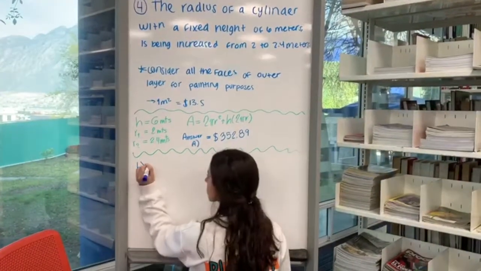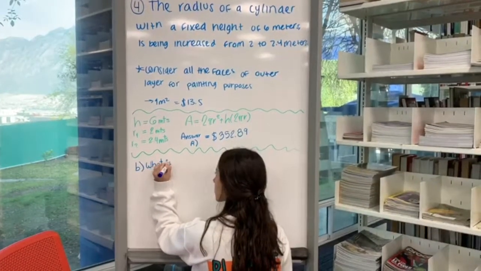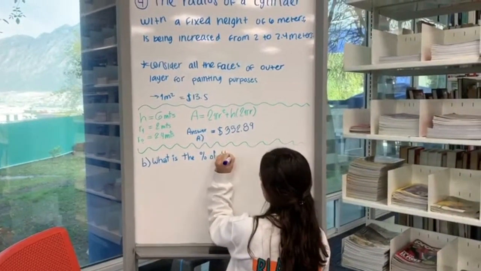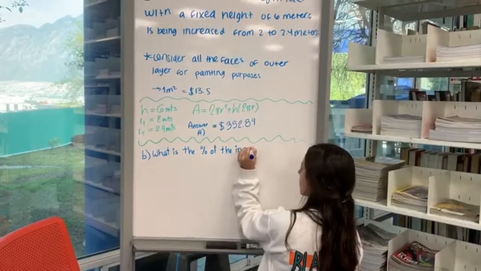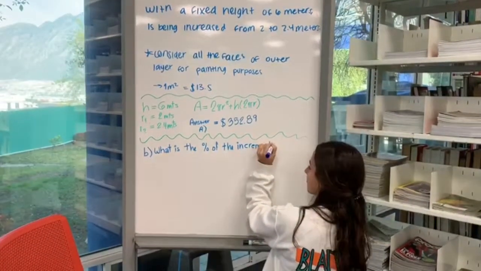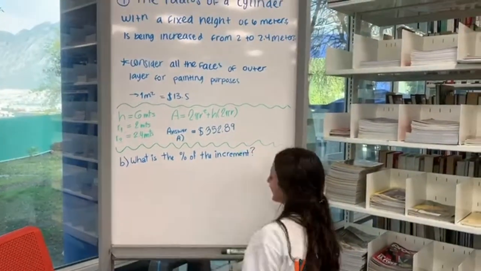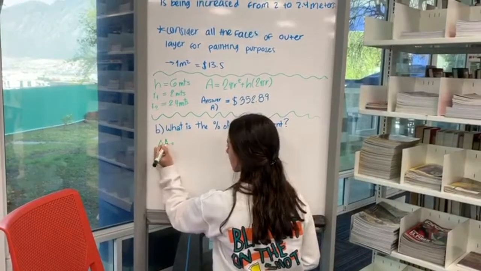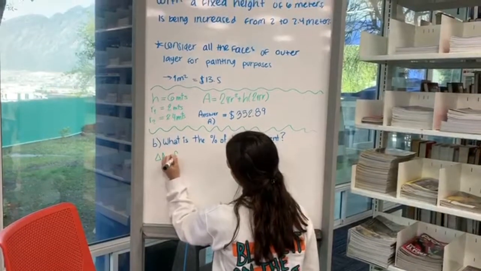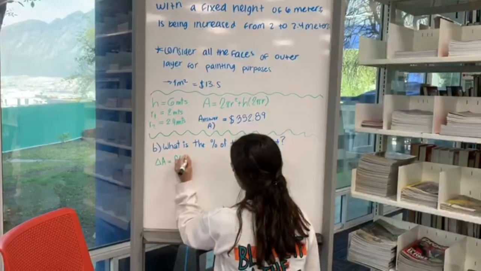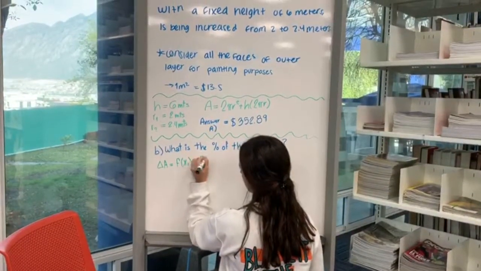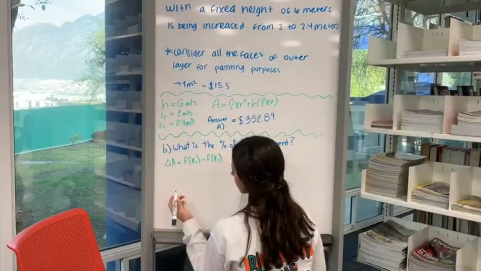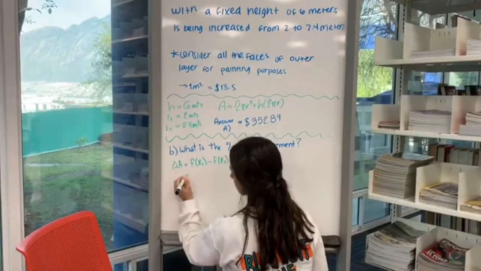For the second question, which is letter B, you're asked what is the percentage of the increment. Now let's remember that the increment is the difference between two values of a variable. So first, we need to find the increment by using our given values, which are the radius. Let's remember that R1 is 2 meters and R2 is 2.4 meters. In order to find the increment, we need to subtract R2 minus R1.